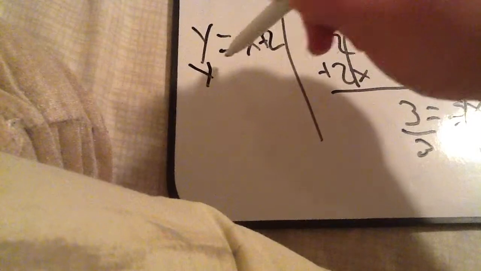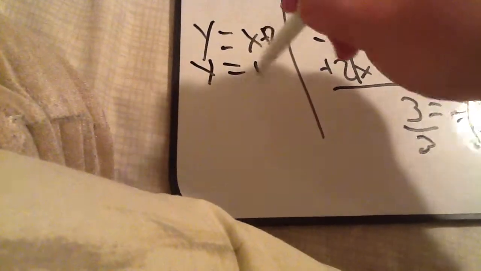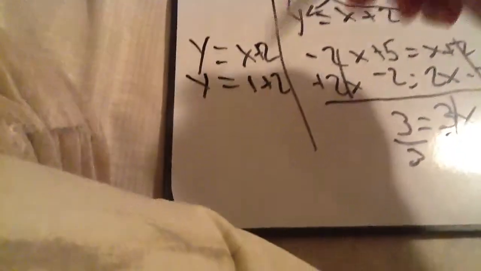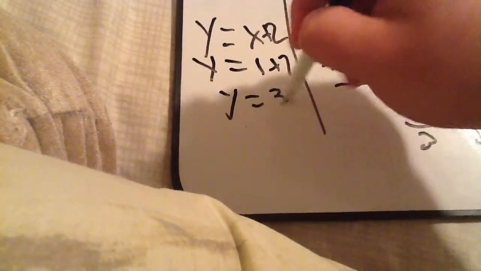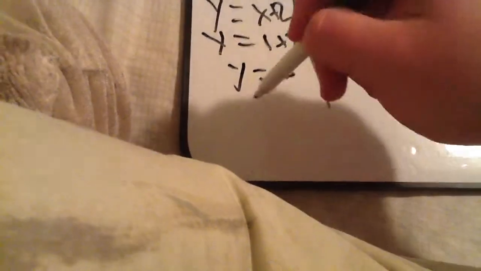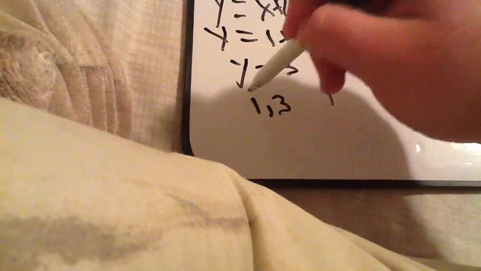Alright, and now I'm going to check. So in the bottom equation, y equals x plus 2, then you're going to do y equals 1 plus 2, because the x was 1. Now y is going to equal 3, and your answer is going to be 1, 3.